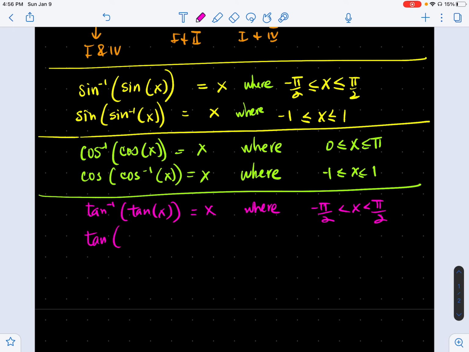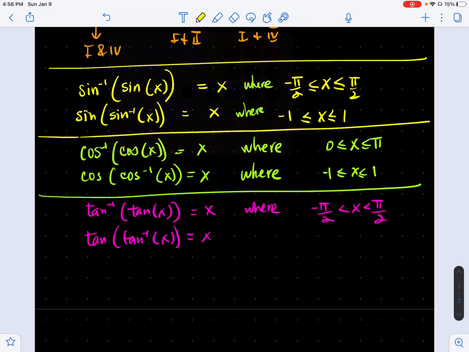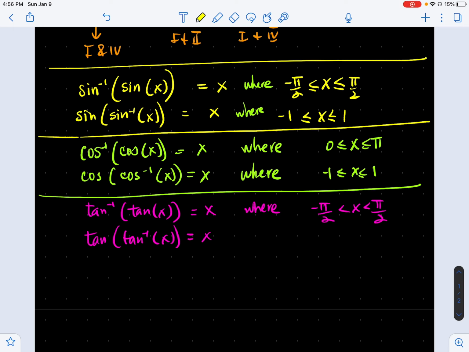If I swap the order, I can still go ahead and cancel them. The answer will still be x, and the beauty of tangent is that when tangent is on the outside and tangent inverse is on the inside, there are no restrictions. Anything is acceptable here, so x will be between -infinity and infinity. If you notice, I did not put the inclusive sign here because with infinity, we never put the inclusive sign, because that would not make sense. We really don't know where and what infinity is.